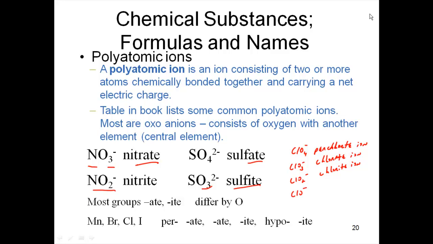That's when I add a prefix. It'd be hypochlorite, so I still have the ite ion. Okay, and that happens with the manganese, your bromine, your chlorine, and your iodine.